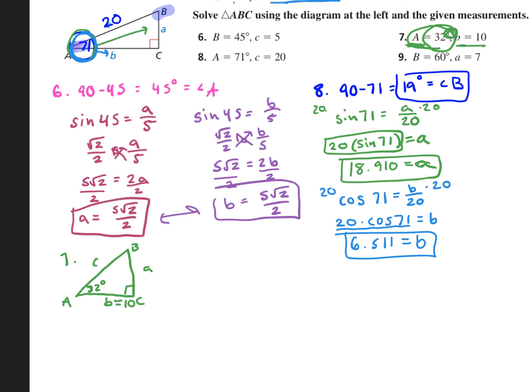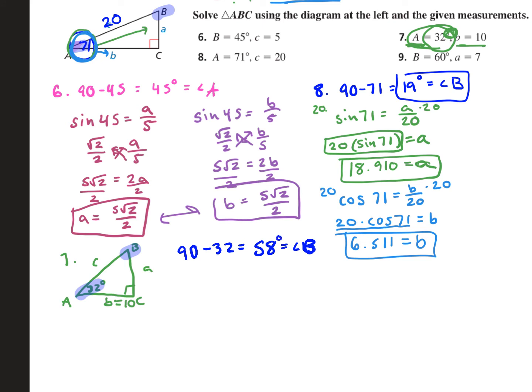So we can find our missing angle, because we know our two acute angles are going to add up to 90. So we have 90 minus 32, which is 58. So that gives us angle B. Angle B is 58 degrees.